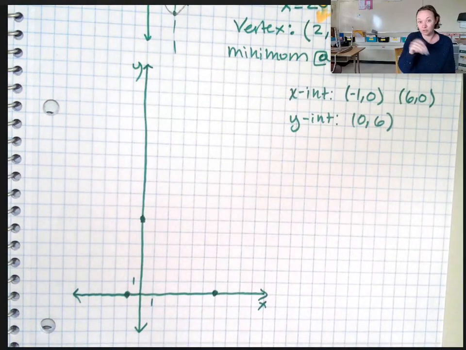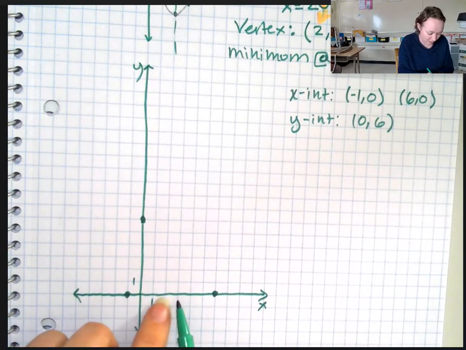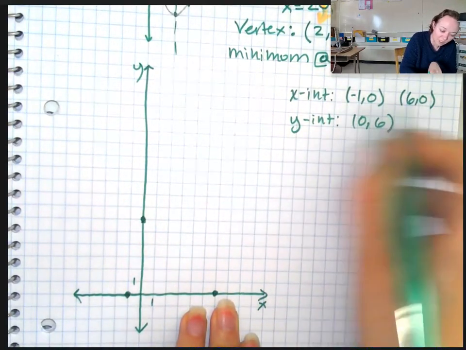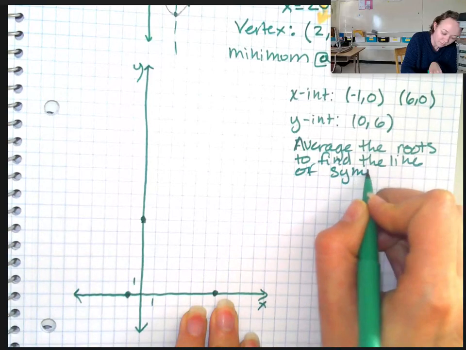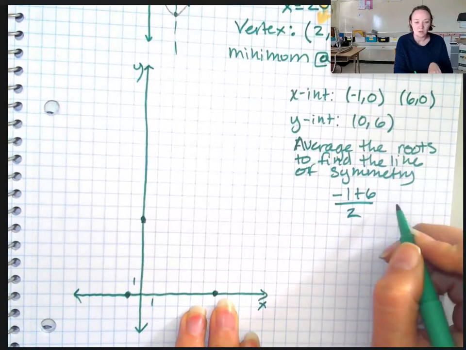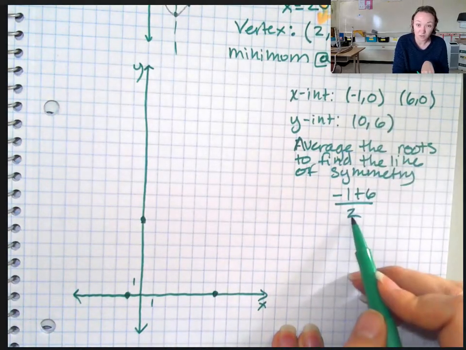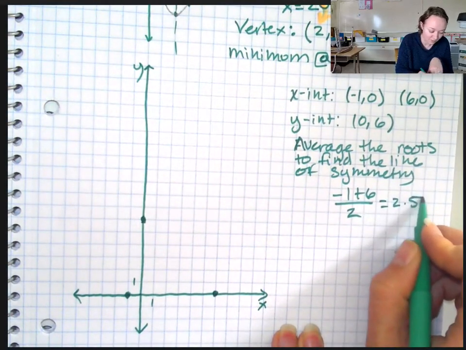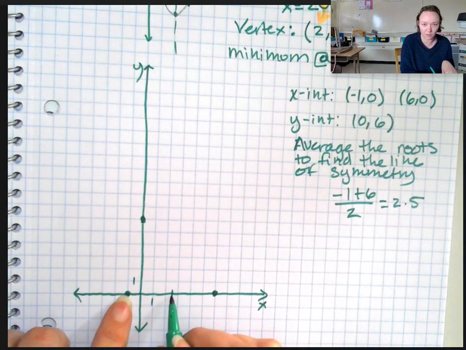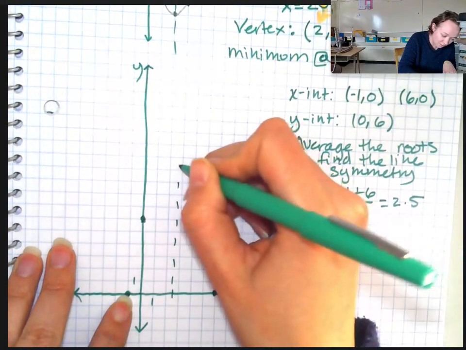You can either do that algebraically, or not algebraically, just by averaging the numbers, or you can visually try and see where it's going to be on the graph. So in this one, I'm going to just show how to find the line of symmetry. If you take -1 plus 6, those are my x-intercepts, we add them together, we divide by 2. That gives us 2.5. And if we look on the graph, 2.5, sure enough, that does look like it is halfway between those two x-intercepts. So I'm going to draw that line of symmetry in along my graph.